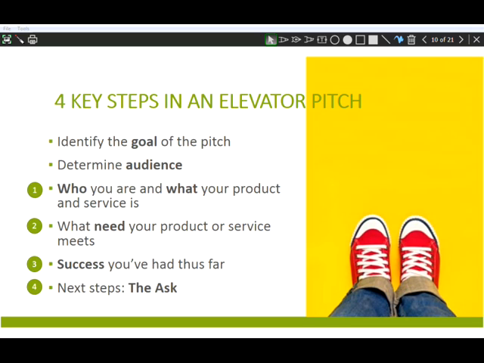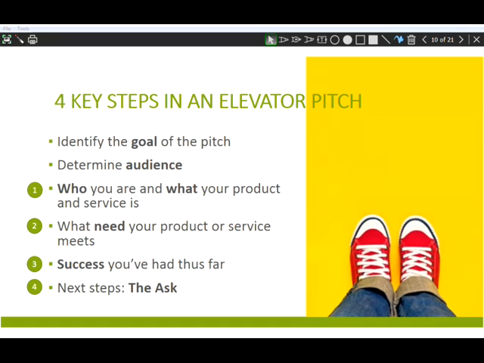So let's talk about the key steps. I think the earlier presentation said that there were 3 key steps, but I got excited and actually added a fourth for you as well. The first 2 bullets that you see there, identifying the goal and determining the audience, are what you do before you develop your pitch. So you want to think about, what's the goal of my pitch? What do I want to accomplish? What outcome do I want from that pitch?